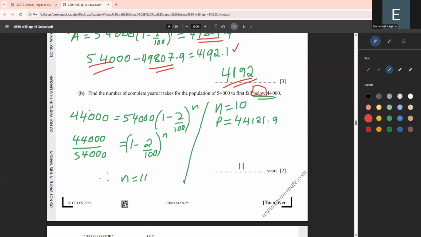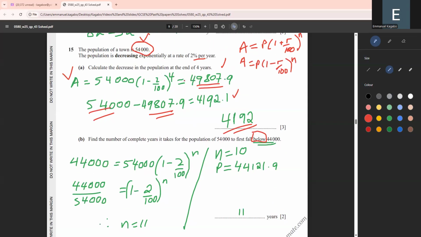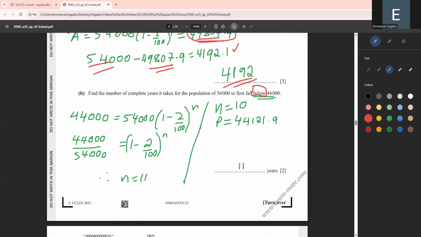Now, let me just work out. So it will be 54,000. 44,000 equals 54,000 bracket 1 minus 2 over 100 to the power n. Now, if you're not doing additional math, this is the way you're going to do this question. Already for 4 years, you know it's going to be 49,000. Do you remember? That's what we calculated here. And this is 44,000. So you have to do trial and error using your calculator, and you see which year will give you the population closer to that.